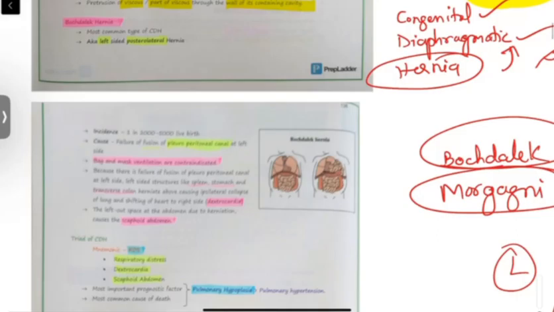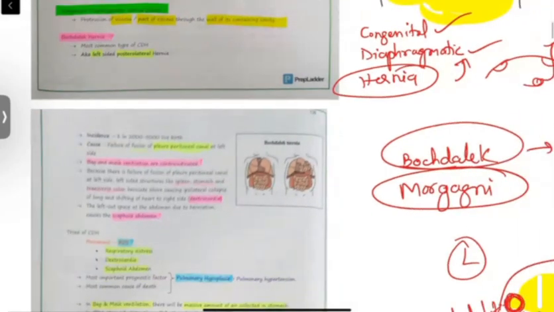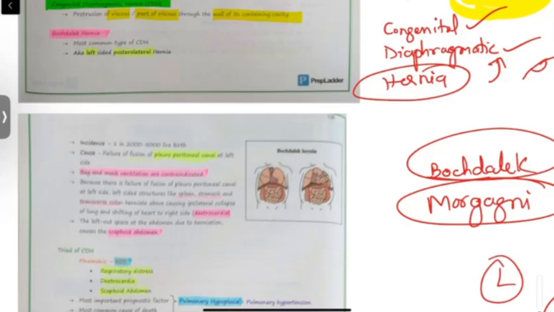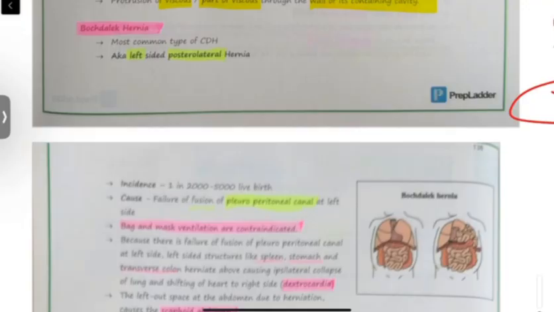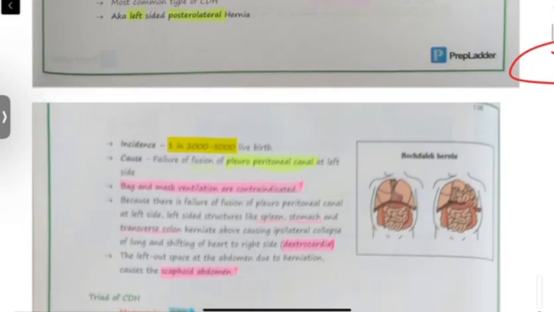So here what happens, we should know what are the other facts related to Bochdalek and Morgagni hernia. So Bochdalek hernia is most common and it is known as left-sided posterolateral. That we got to know. Incidence is usually 1 in 2000 to 5000. Other than that, the cause is failure of fusion of the pleuroperitoneal canal on the left side.